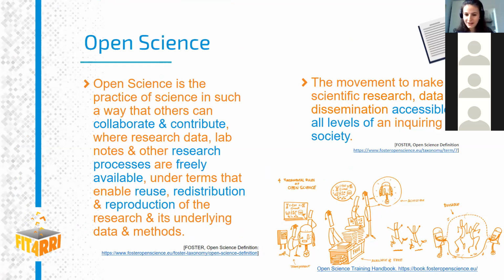So I have here for you this small cartoon with the 4 fundamental rules of open science, which comes from the Open Science Training Handbook. So open science means to be transparent, accessible, available, and free, and reusable for research.